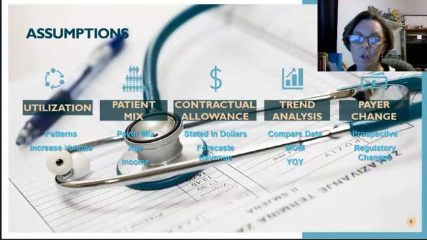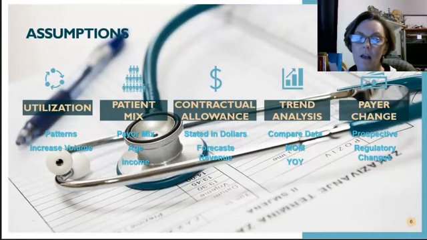Third is the contractual allowance. This is the difference between the gross charge sent to the payer or insurance carrier by our office and the allowed or net charge that is recorded for each visit. The contractual allowance is always stated in a dollar amount and will assist in forecasting revenue for the coming year.